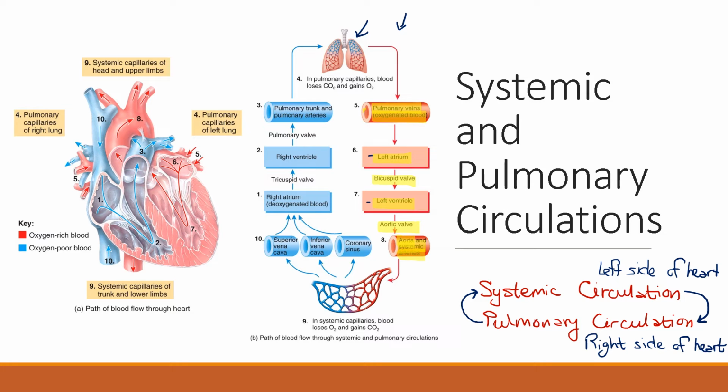Those systemic arteries get smaller into systemic capillaries at the organs. This is where we have the transfer of oxygen and carbon dioxide within those capillaries around the organs.